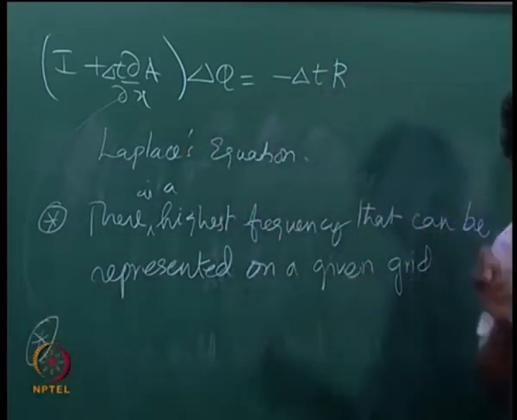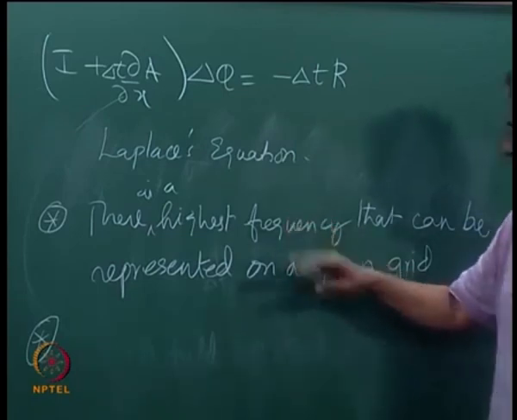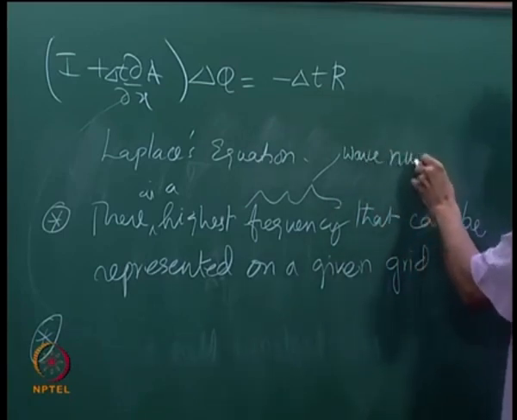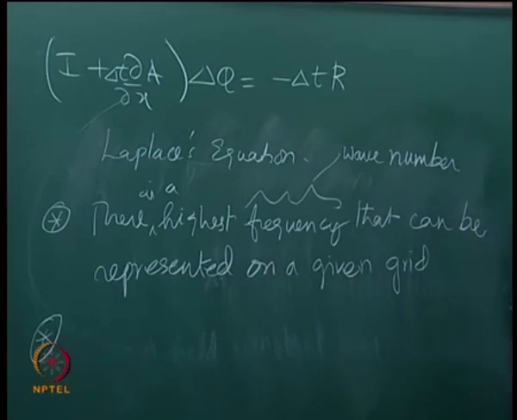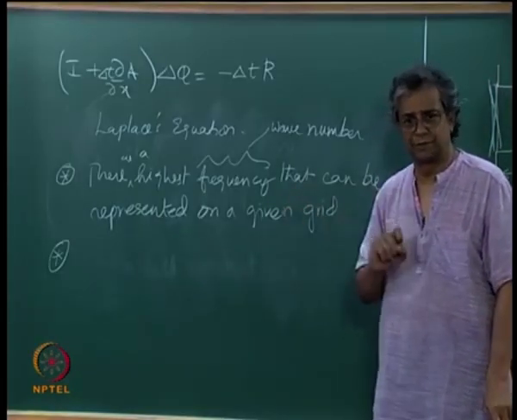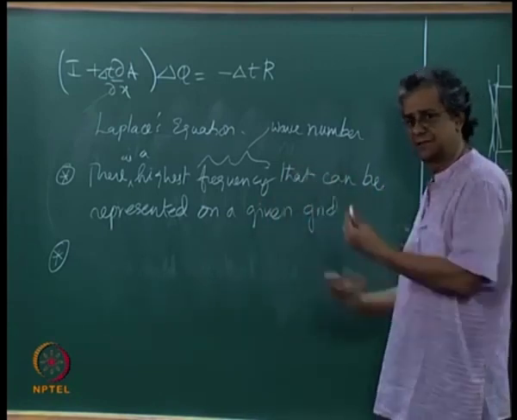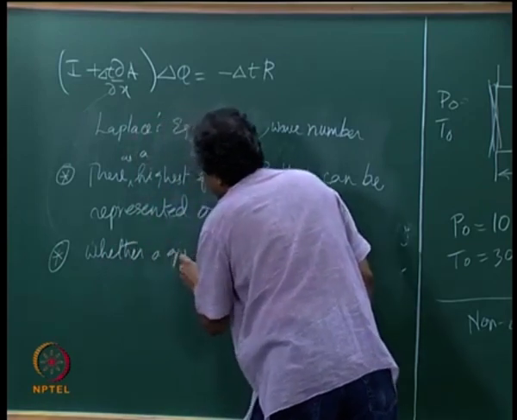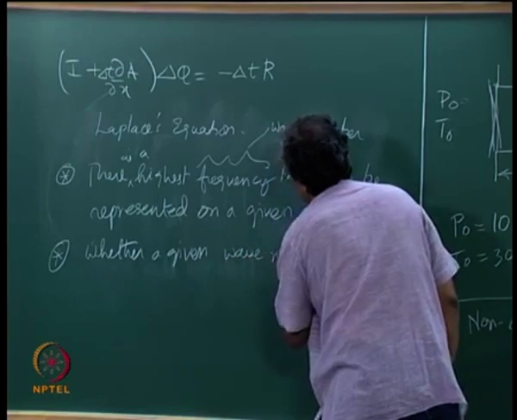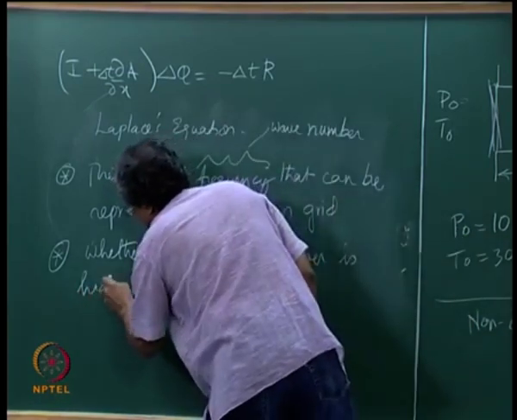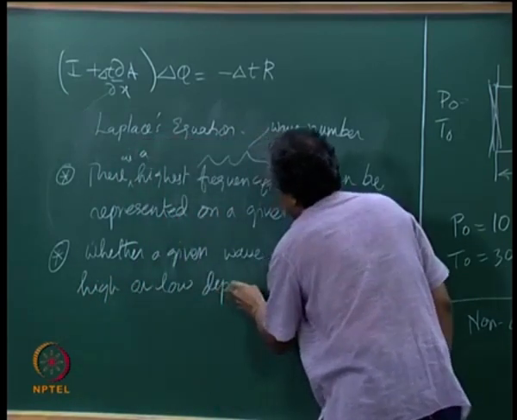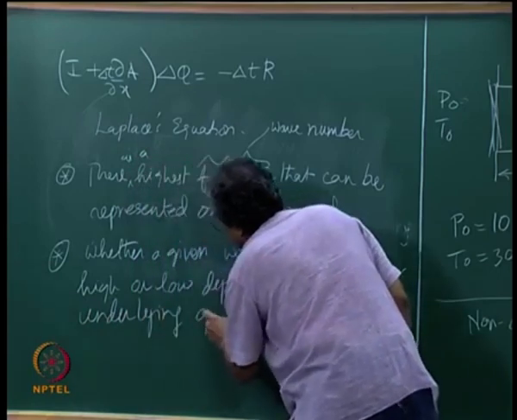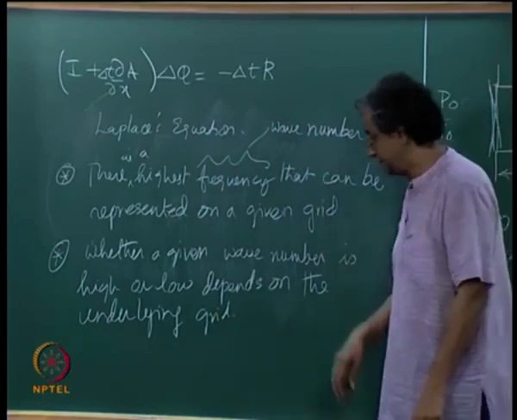What else? Is there anything else? A variation of that, I turned the statement around. Normally when they say frequency, they are talking about time; here it is wave number. I turned it around: for a given wave number, whether it is a high wave number or low wave number, high frequency or low frequency, depends on the grid on which you are representing it. So whether a given wave number is high or low depends on the underlying grid. Though they are variations of each other, I want both of these.